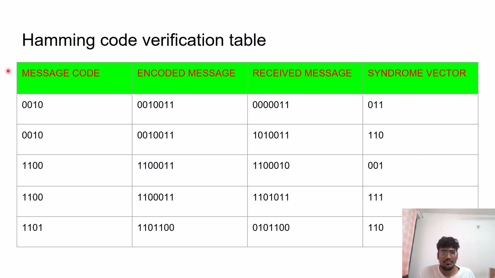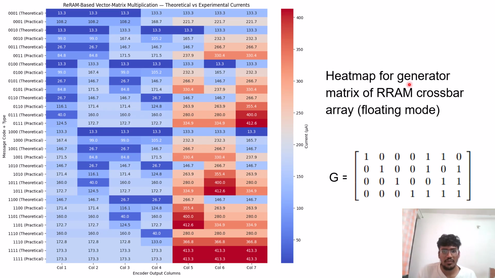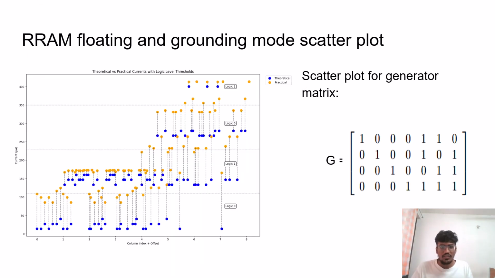error successfully. Here, this is the heat map for the generator matrix, which we have obtained while operating RRAM in the floating mode. Here we can see the theoretical and practical currents that we obtained. There is a huge variation of the practical current from the theoretical current due to the sneak paths that we obtained in the floating mode. Here we can see the scatter plot for the same generator matrix for RRAM operating in both floating mode and grounding mode. In floating mode, the practical currents show a huge variation from theoretical currents.